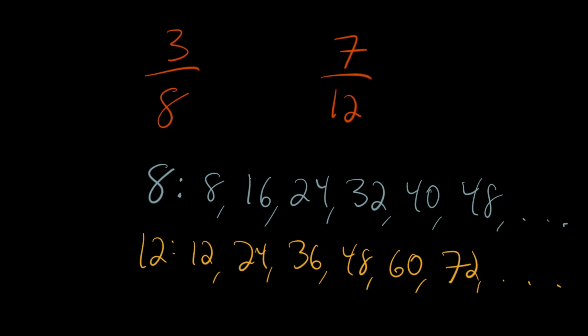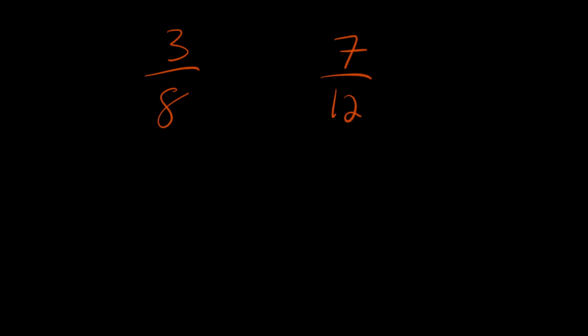There it is. We can see that they both have 24 in common. So we can make 24 our lowest common denominator. Now that we know our lowest common denominator is 24, we can just make two new fractions that both have 24 in the denominator.